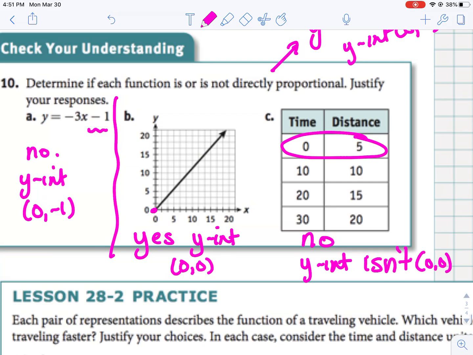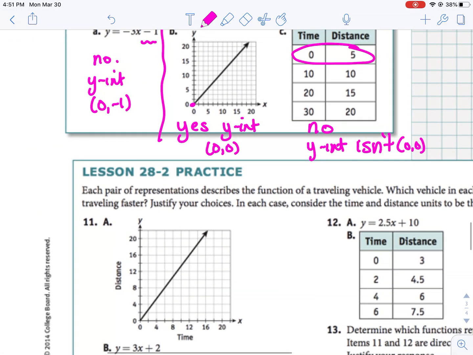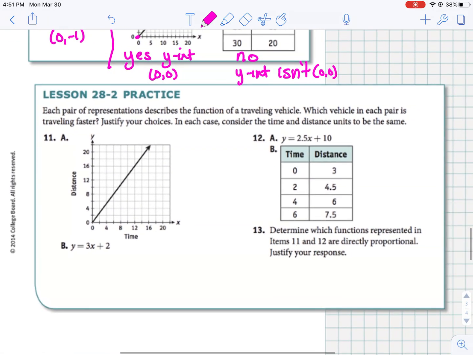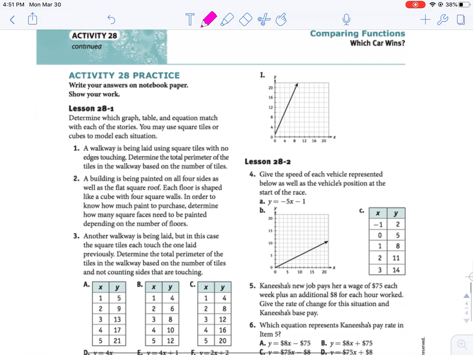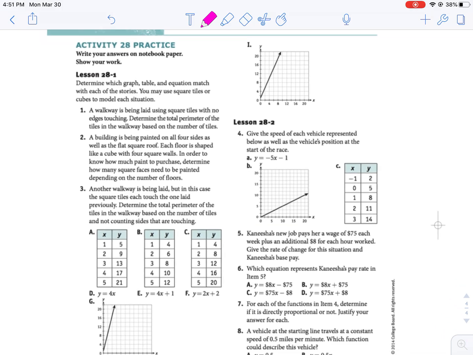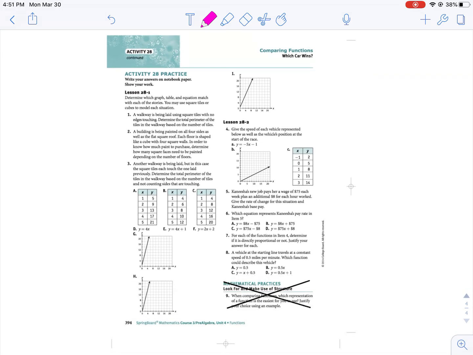All right, so your homework tonight is going to be these questions. Oh, no, I apologize. It's not going to be those questions. The homework tonight is going to be activity practice 28. So if you take a look at activity practice 28, I want you to skip number 9. Okay, so your homework is on page 394, and it's going to be questions 1 through 8. You can go ahead and do them right on this paper.